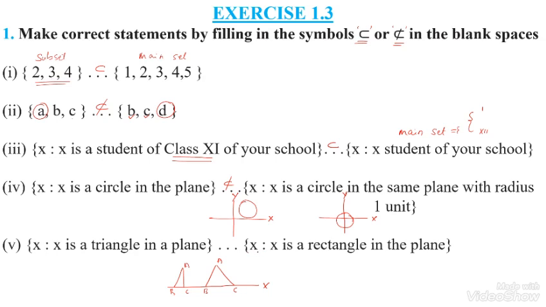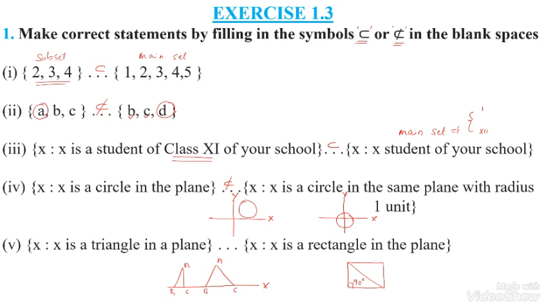Here another set is x such that x is a rectangle in a plane. Rectangle means the triangle should have a 90 degree angle. Sorry, here there is a triangle, and then it is a rectangle.